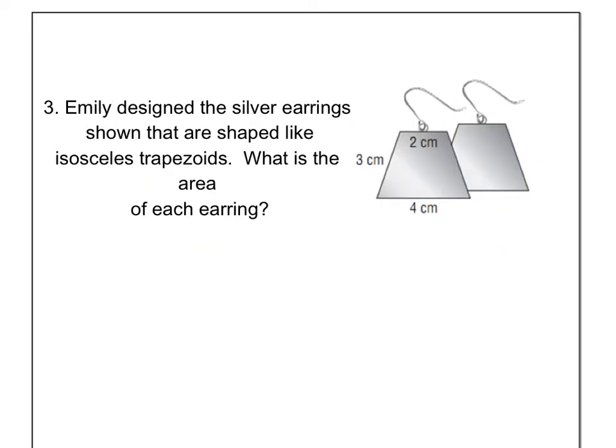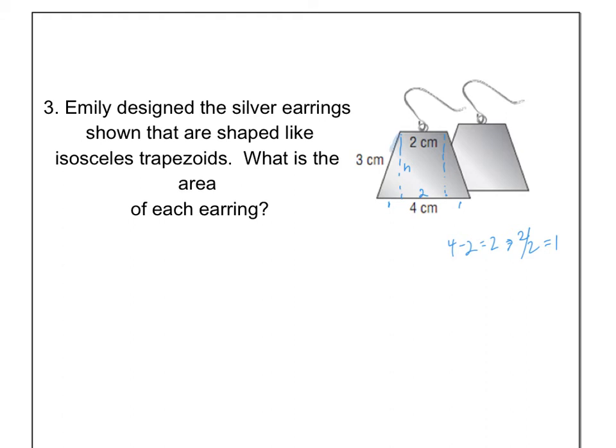Please pause the video and try number 3 on your own. I'll work through it quickly here. What I did is I dropped down. I needed to find this height. So I dropped both of those heights down. I knew the distance between them was 2. 4 minus 2 is 2. So I had to take those 2 extras and divide it by 2, which was 1. So each of these little spots was 1 is what I figured out.